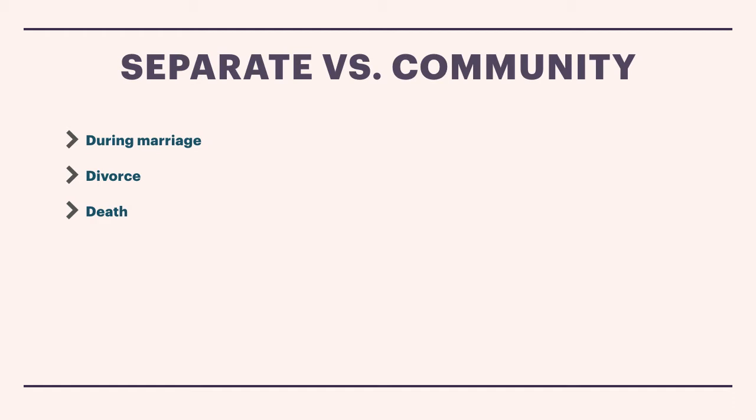So let's go over that again. Before marriage, in both a separate and a community property state, whatever a person has acquired is their own separate property. Once they get married, jurisdictions differ on how they characterize the ownership of the property that is acquired during marriage.